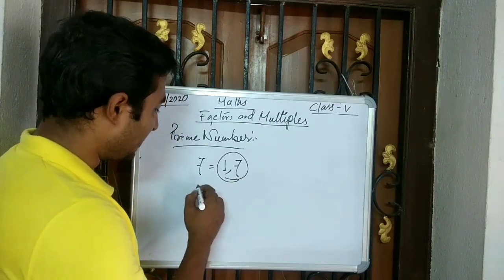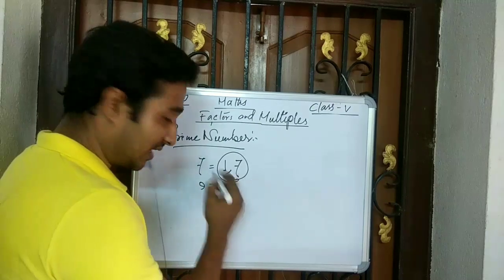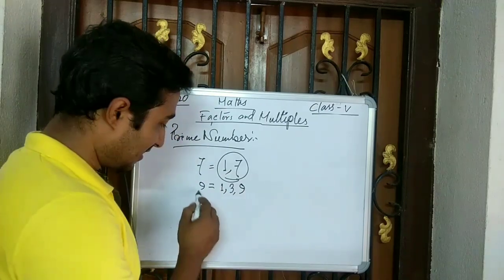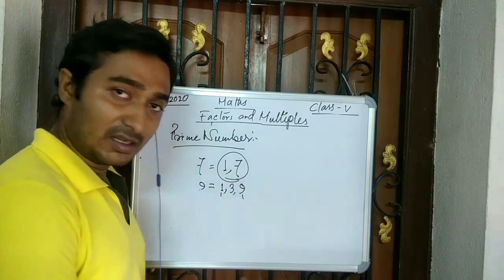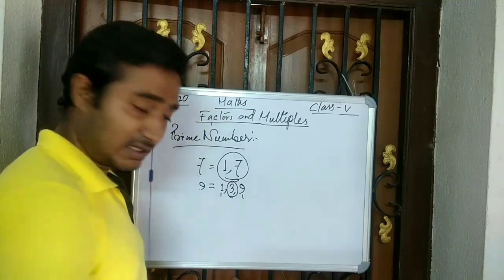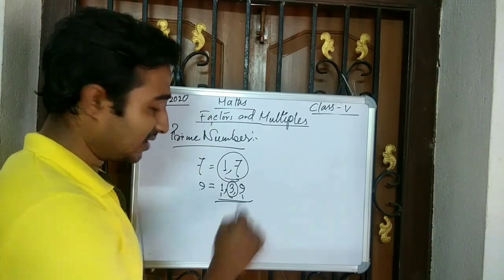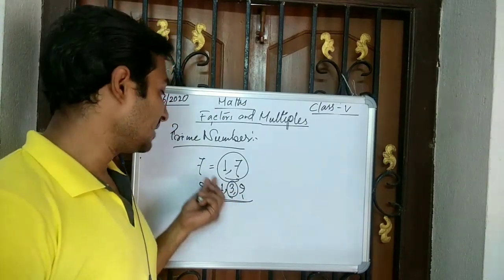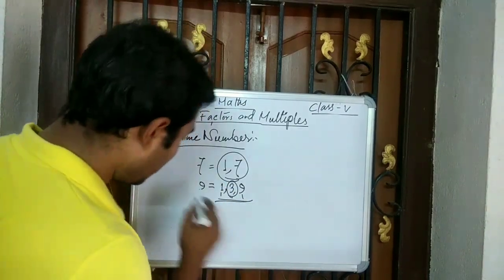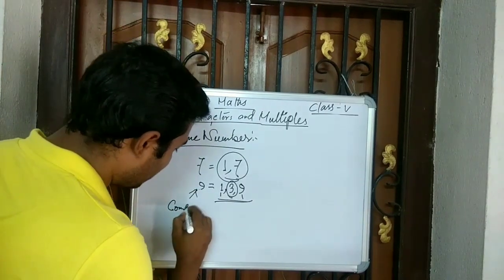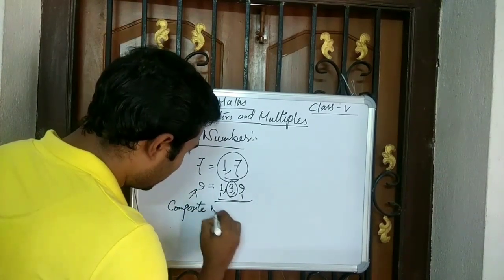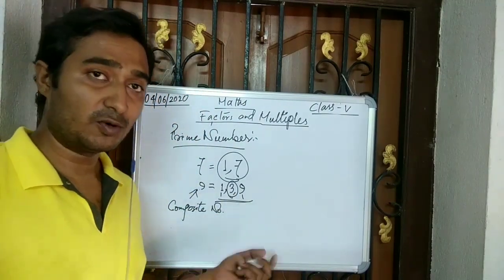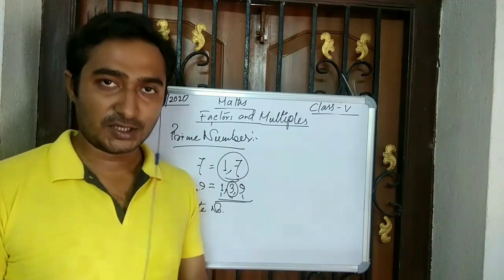Okay, so similarly if I write 9, 9 has more factors like 1, 3 and 9. We can see that 9 is divisible by 9 and 1 always, but there is another factor, 3. So it has more than two factors. Whenever a number has more than two factors, it is not a prime number. What is this called? It is called a composite number. So any number having more than two factors is a composite number.